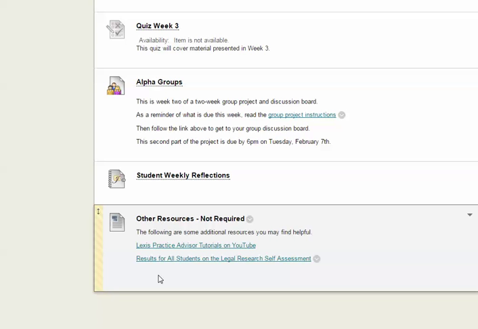Okay, my suggestion for you this week is to spend a little more time reviewing all of the weekly assignments early in the week. So you don't have to complete all the assignments, obviously, until next Tuesday, but it'll give you a sense of what is due and hopefully will allow you to better plan your time for the class.